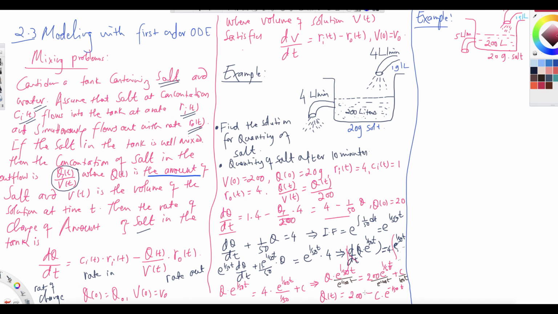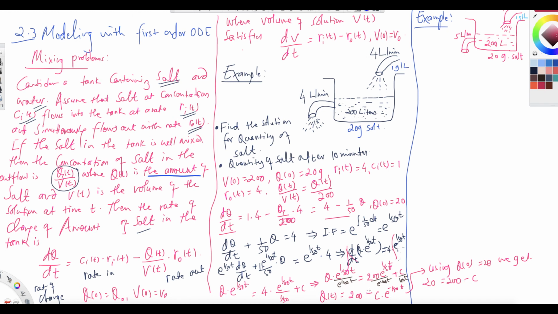Now, what do you do next? The next thing you do is use the initial condition. Let me write it down here. Using Q at 0 is 20, we get 20 equals 200 minus C, right? Because if you plug in t equals 0, you get e to the negative 1/50 times 0, which is just e to the 0, that is 1. So what do you get for C then? Let me see what you get for C. By the way, is this minus?